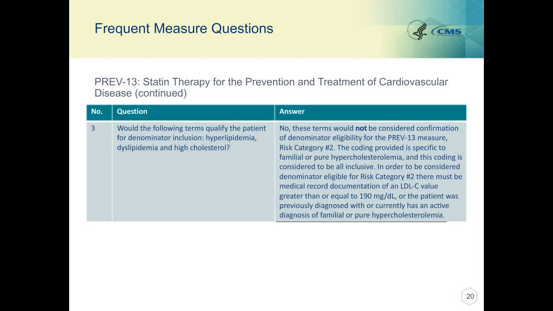The coding provided is specific to familial or pure hypercholesterolemia, and this coding is considered to be all-inclusive. In order to be considered denominator eligible for risk category 2, there must be medical record documentation of an LDL-C value greater than or equal to 190, or the patient was previously diagnosed with or currently has an active diagnosis of familial or pure hypercholesterolemia.